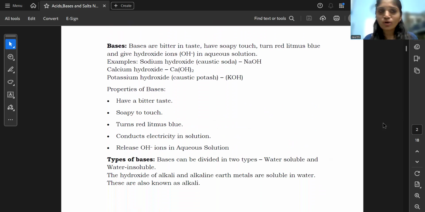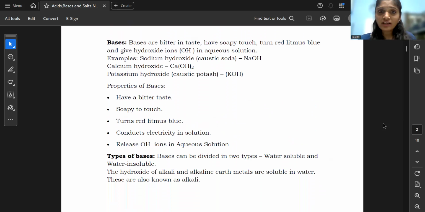Now let us see what bases are. Bases are bitter in taste. They have a soapy touch. When you touch them they feel soapy, like how you feel when you touch a soap. They are bitter in taste, soapy to touch, and they turn red litmus paper blue. They give hydroxide ions in the aqueous solution.